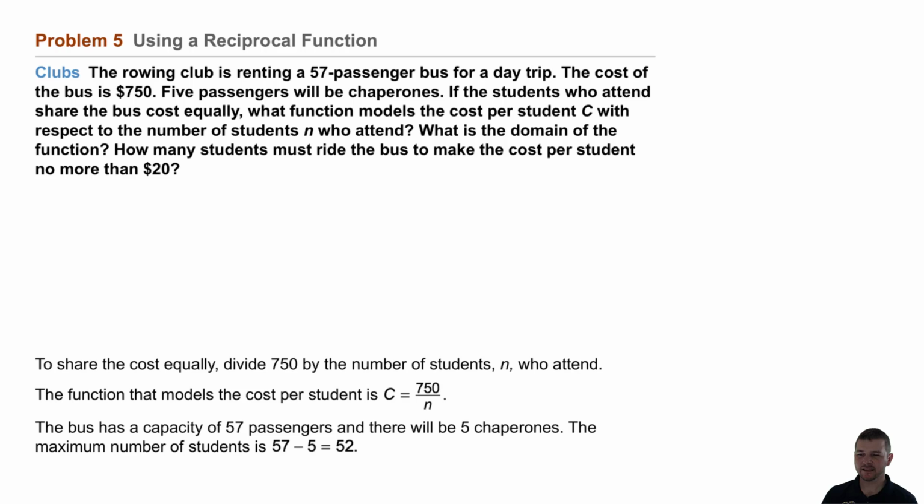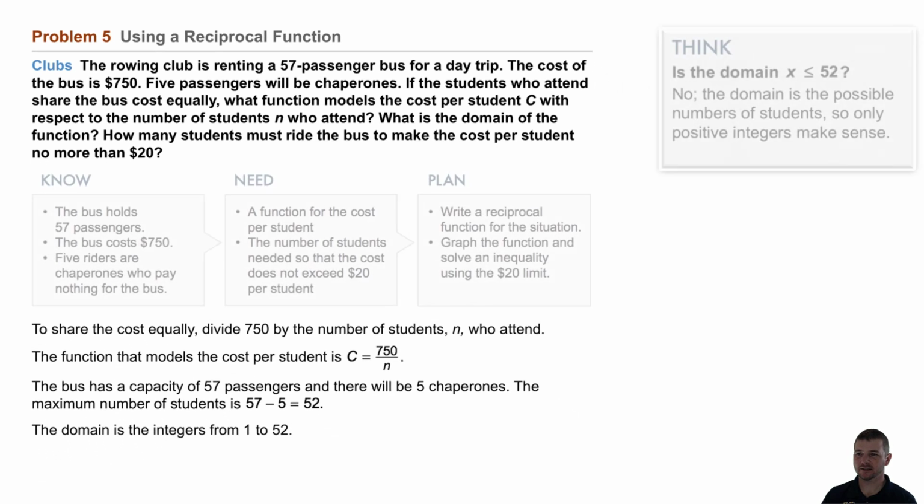The bus has a capacity of 57 passengers and there will be 5 chaperones. The maximum number of students is 57 minus 5, the chaperones who will not be paying, and that equals 52. The domain is the integers from 1 to 52. Only those values make sense in this situation. We'll exclude values like 1.5 because 1.5 students riding the bus doesn't make sense.